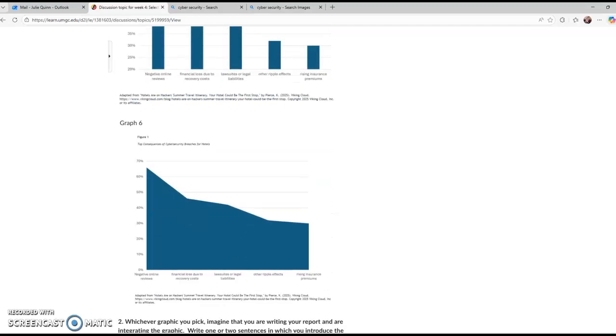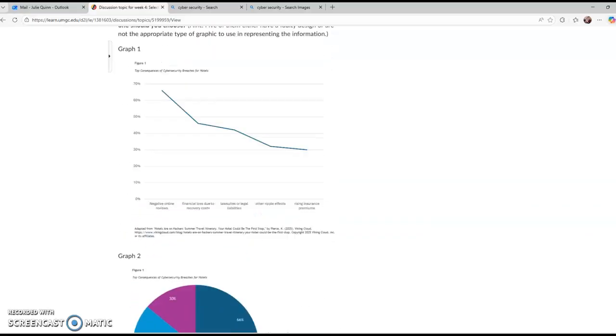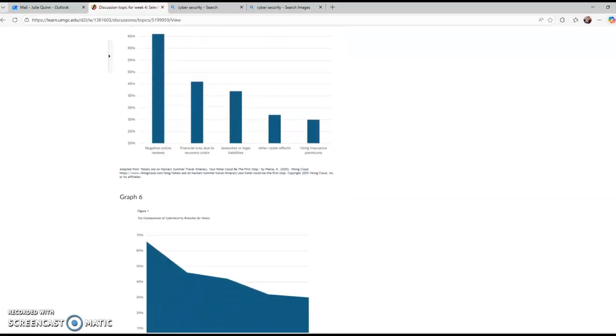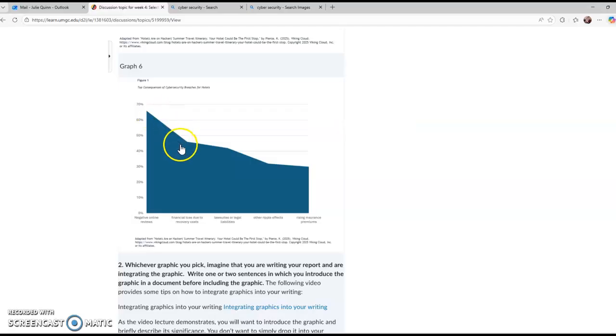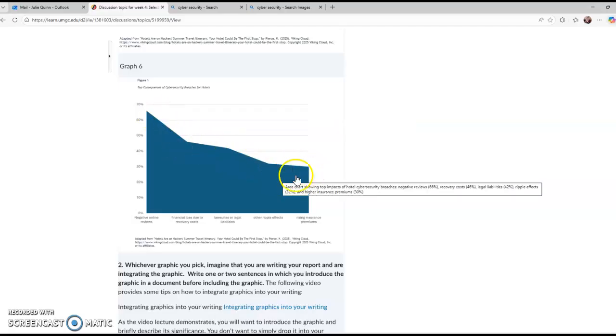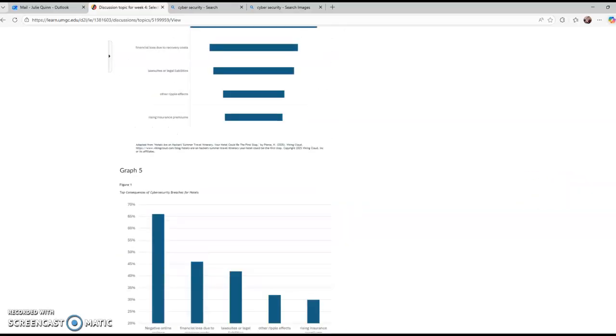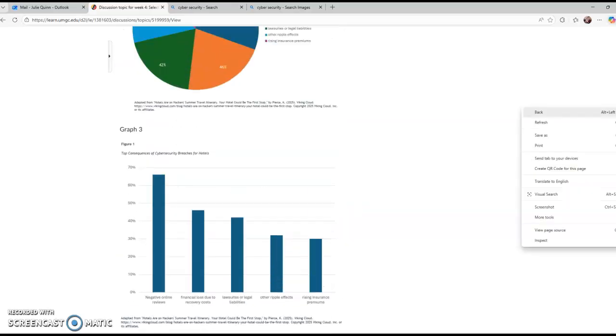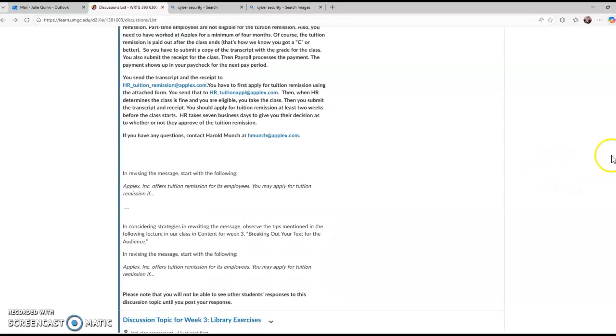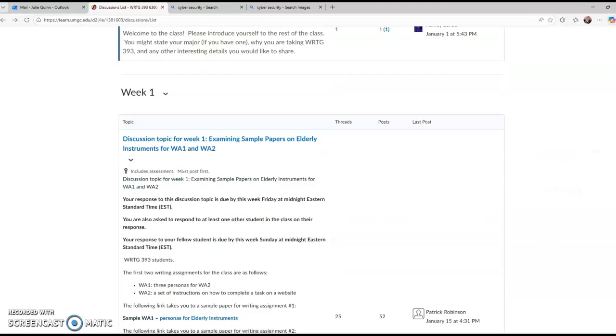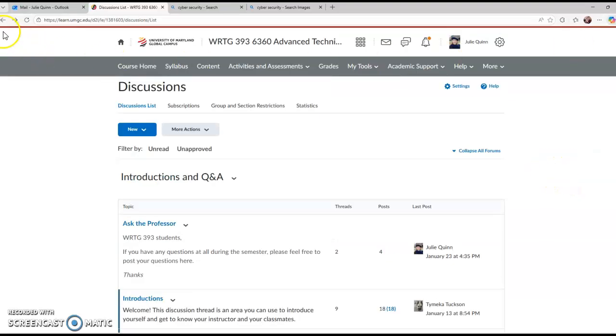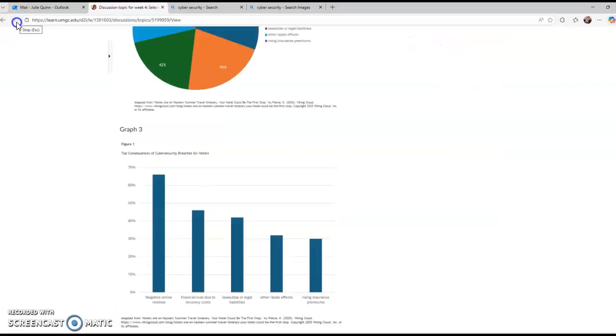Graph 6 is not unlike graph 1, where it's trying to visually show us what looks like a trend over time, but that's not what's being measured here, so I wouldn't use graph 6. So of the ones that are presented, I think graph 3 is the best one. It shows each piece independently, and that's probably where I'd go. I don't know why I navigated away from that. But that's the choice that I would make, and that's my rationale.